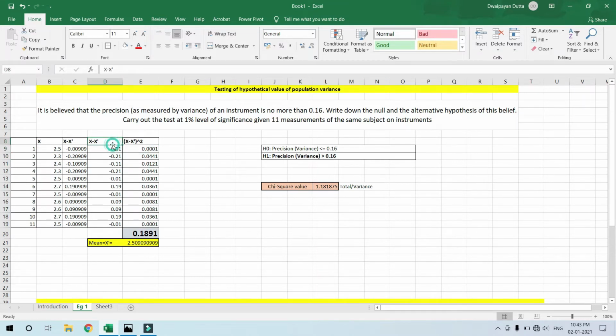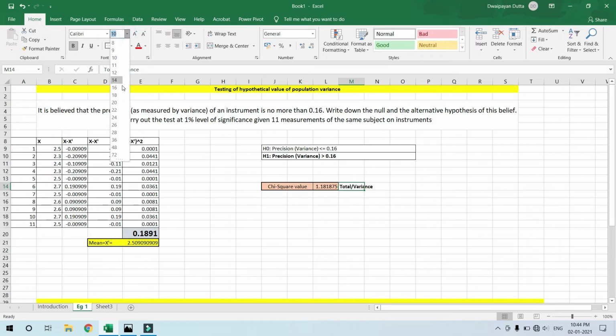Now these values are squared and written here, so you can see that the negative terms have been eliminated and all the terms have become positive because of squaring, and the values have also changed. Now to get the chi-square value, we have to use a simple formula. I have written it here also.